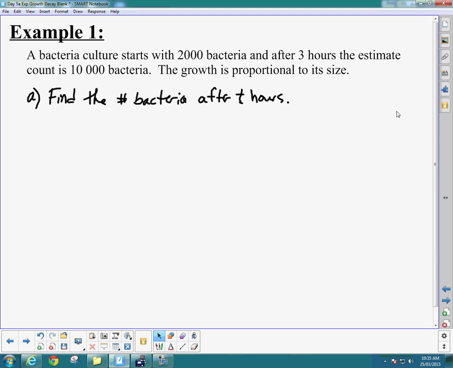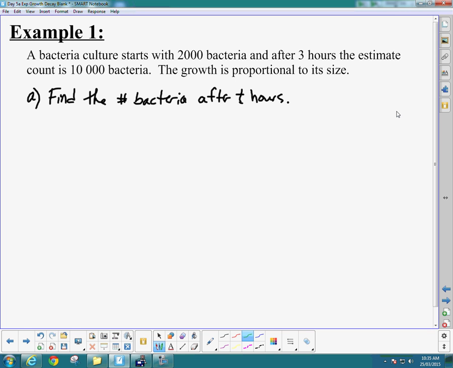Okay, so in example 1, we have a bacteria culture starting with 2,000 bacteria, and after 3 hours, the estimated count is 10,000 bacteria. The growth is proportional to its size. That last statement is important, so we know that these are the types of questions we're doing. And these are the only ones we're going to do this year, so don't panic. It's not like ones like last year where the growth had a half-life or a doubling time. Here, the growth is proportional to its size, so we know we're going to use the e function.